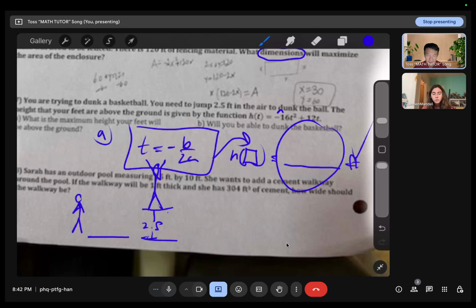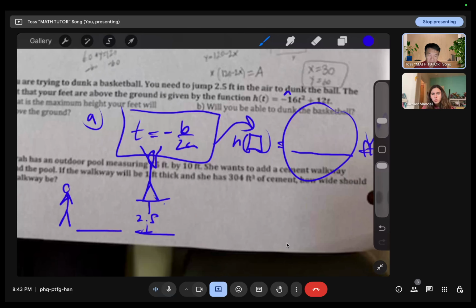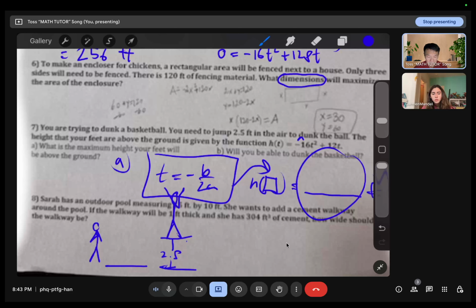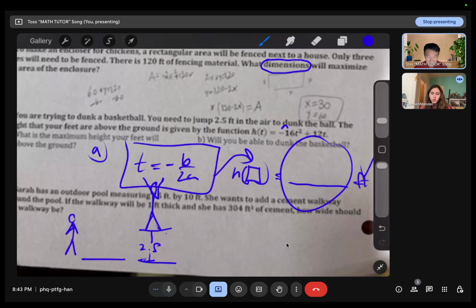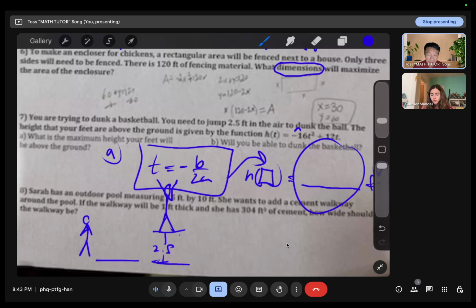I think something is missing here because you don't know the person's height. How do you know you're going to be able to dunk the ball? Wait, do I miss something? Tell me if there's a person's height here? I can check the answer. Okay, wait. I'm sorry. Forget it. You know why? Because I didn't read carefully.